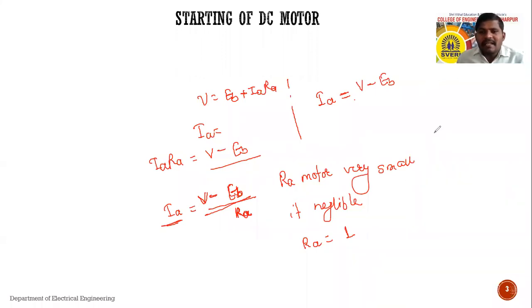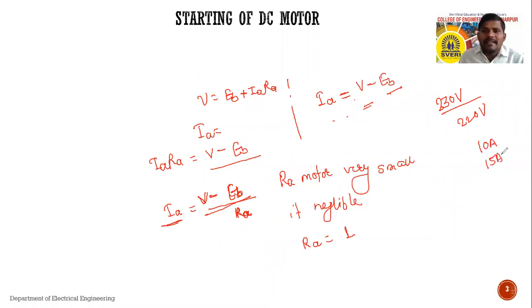See, instead of using a starter, that means if we are running our machine without using a starter, directly connecting this motor to the supply, right? What will happen at that time, at the standstill condition, if we are applying the supply voltage in the case of a DC motor, suppose 230 volt or it may be 220 volt, and the rated current of the motor is somewhat 10 ampere or it may be 15 ampere.